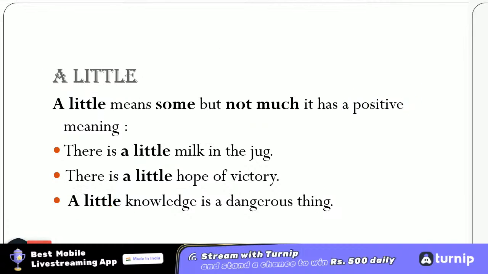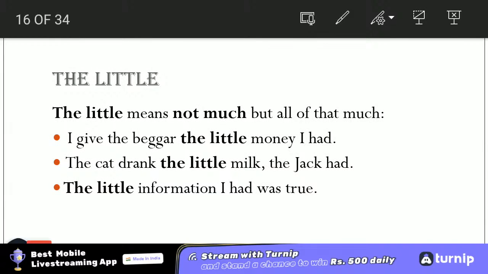Next, we will be talking about the little. So we have talked about little, a little. The third category is the little. The little means not much but all of that. मतलब सिंपल सा, मेरे पास जो था वो भी गया. जब कुछ नहीं था तो लिटिल यूज किया था. जब कुछ था तो अ लिटिल यूज किया था. अब जो था वो भी चला गया किसी भी रीजन से. In that situation we will be using the little.